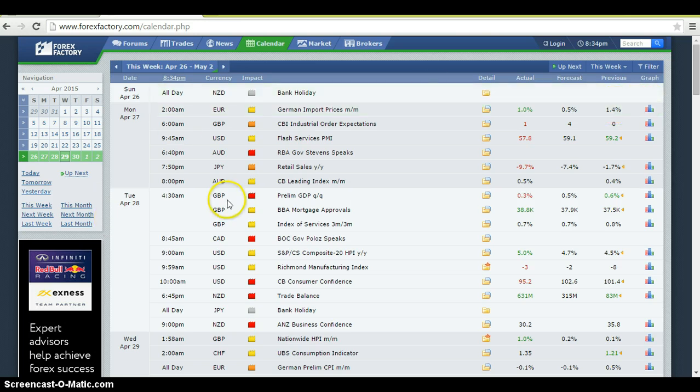Like, see here, we've got the Great Britain pound prelim GDP quarter on quarter. So that's a quarterly statistic. And we'll have the S&P Composite 20 HPI, which is year on year. So when it says YY or QQ, they refer to either quarter on quarter, year on year, or you can have, here we go, month on month.